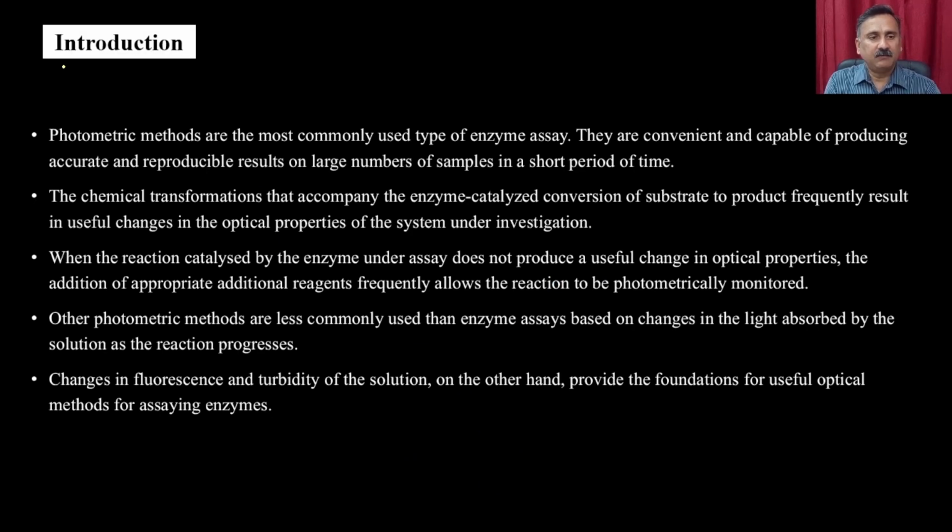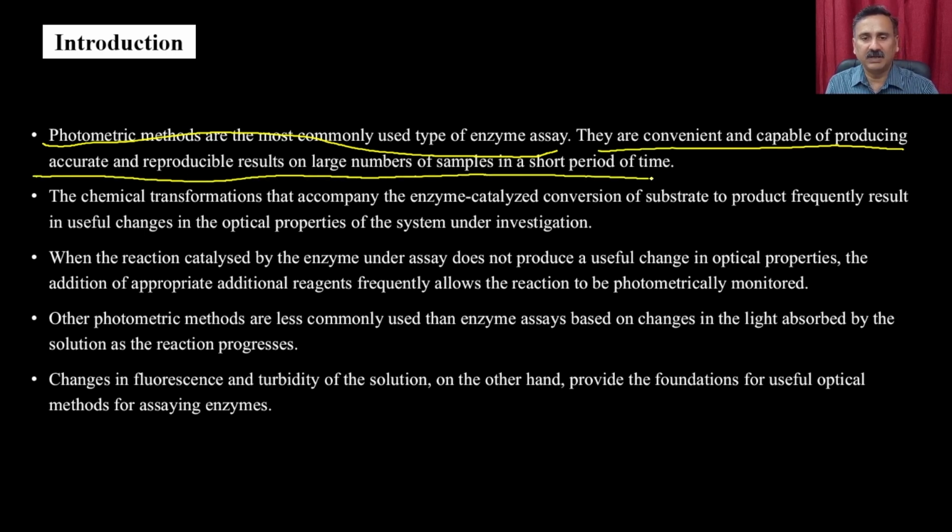As the name suggests, the photometric assays are the most commonly used type of enzyme assays. They are convenient and capable of producing accurate and reproducible results on a large number of samples in a short period of time. So photometric assays are the most popular and most important, and they are easy to perform. In terms of infrastructure, instruments, and reagents, they are all very cheap, so it's economically very viable.